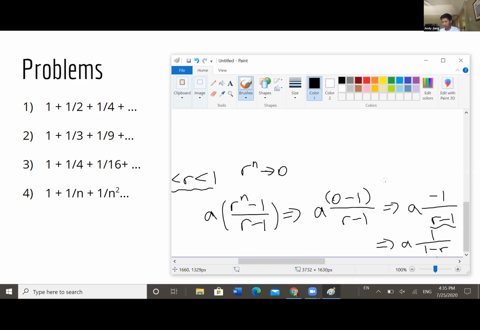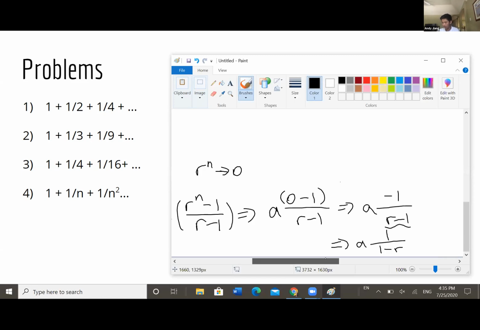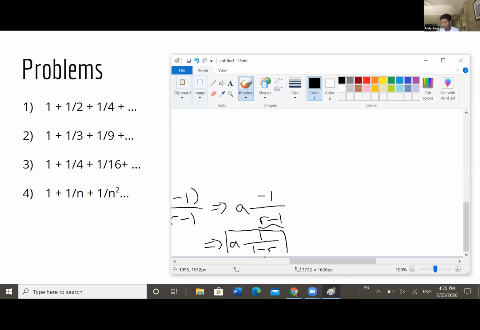And I'll write the formula on this. I'll keep this up. You can also write it as a times 1 minus r.